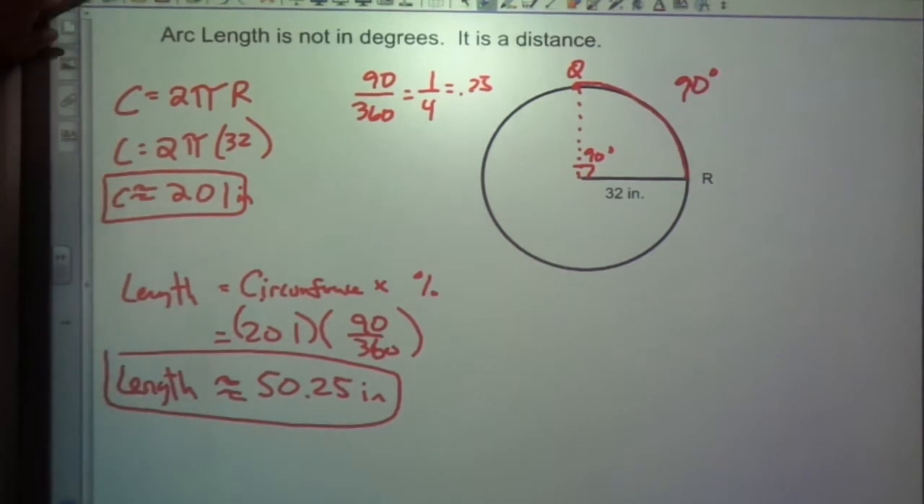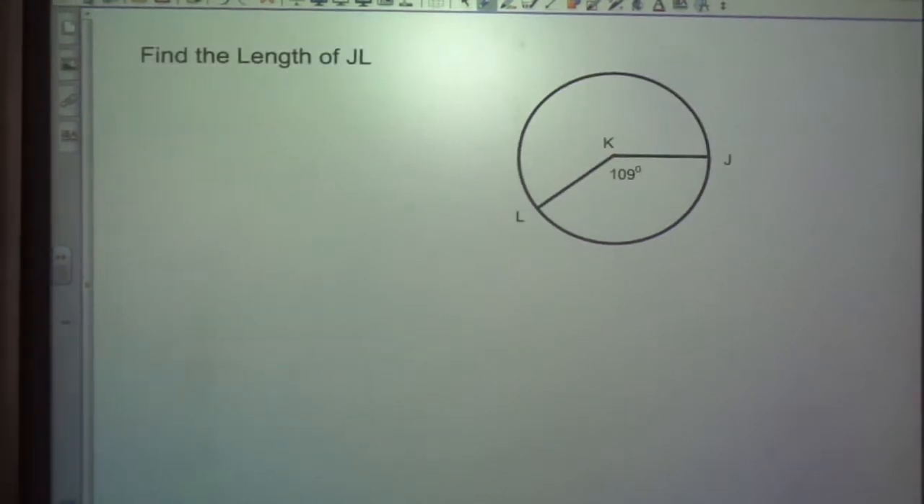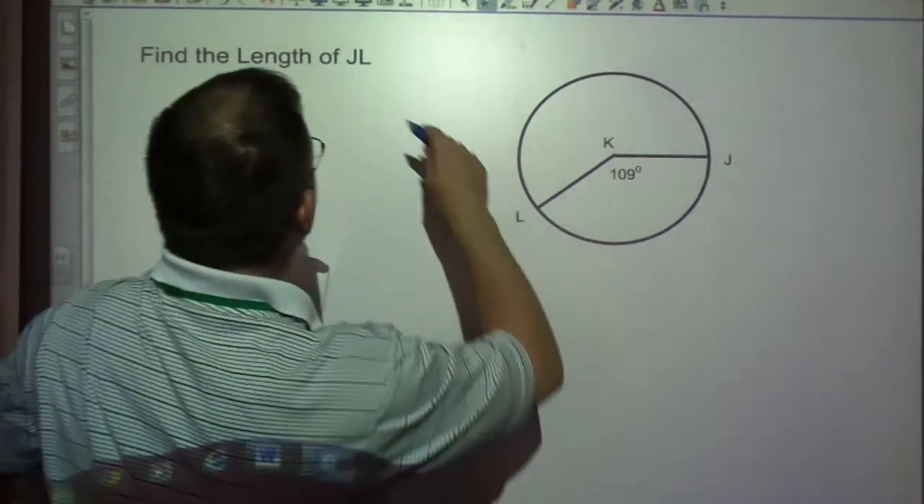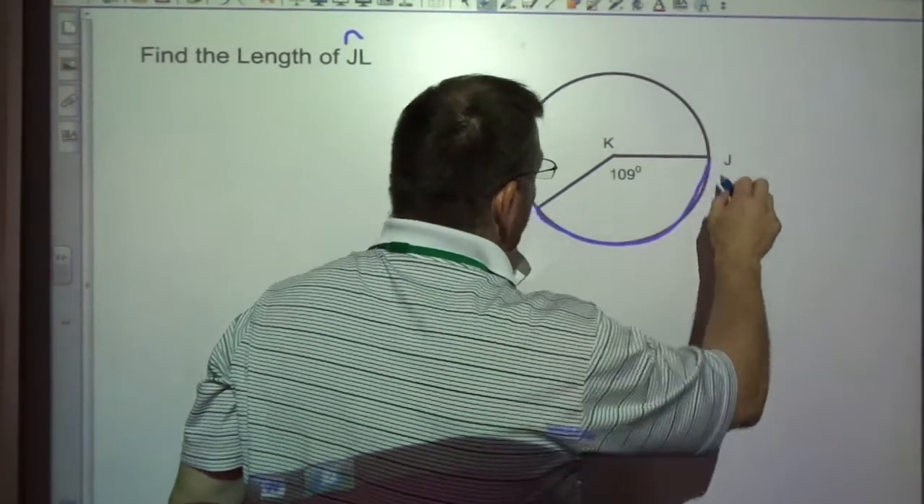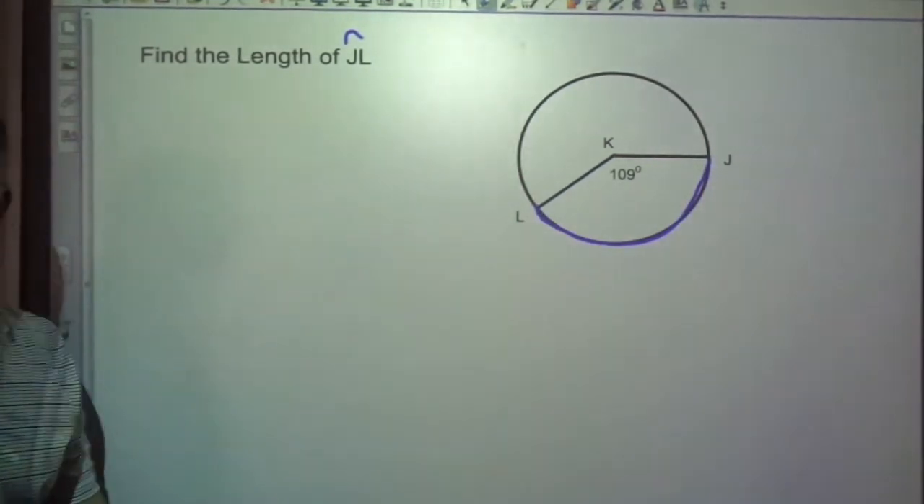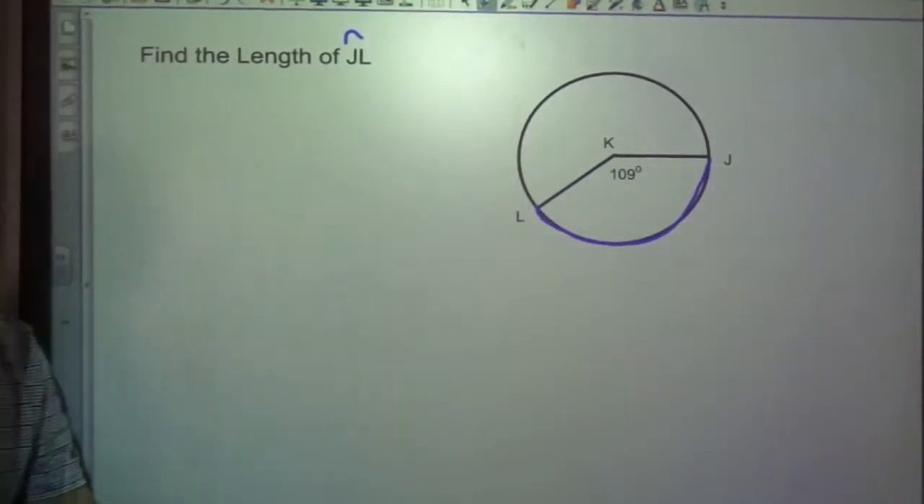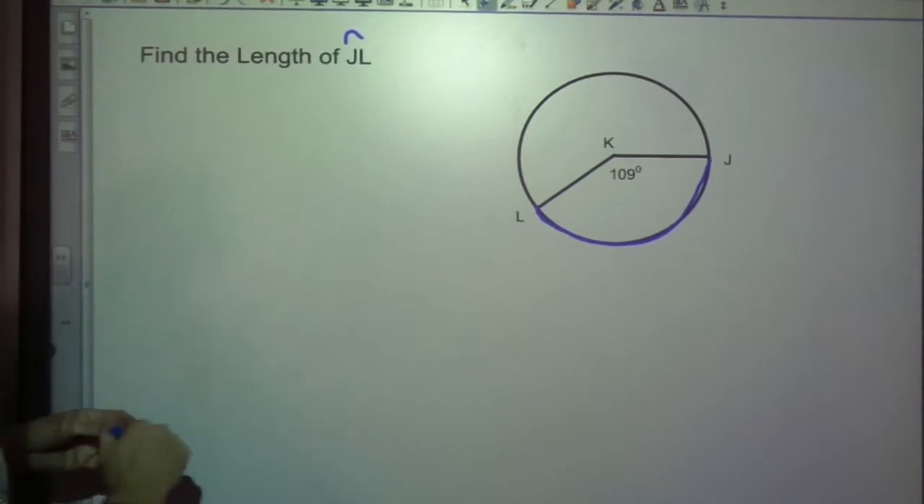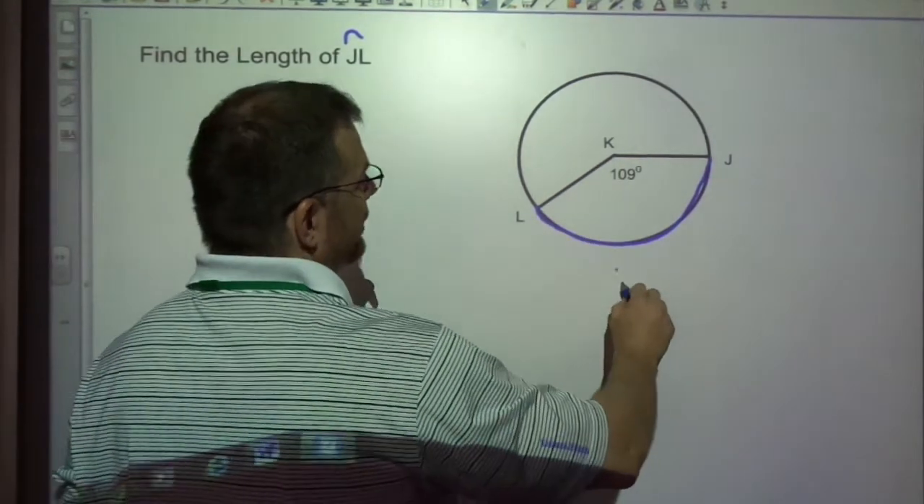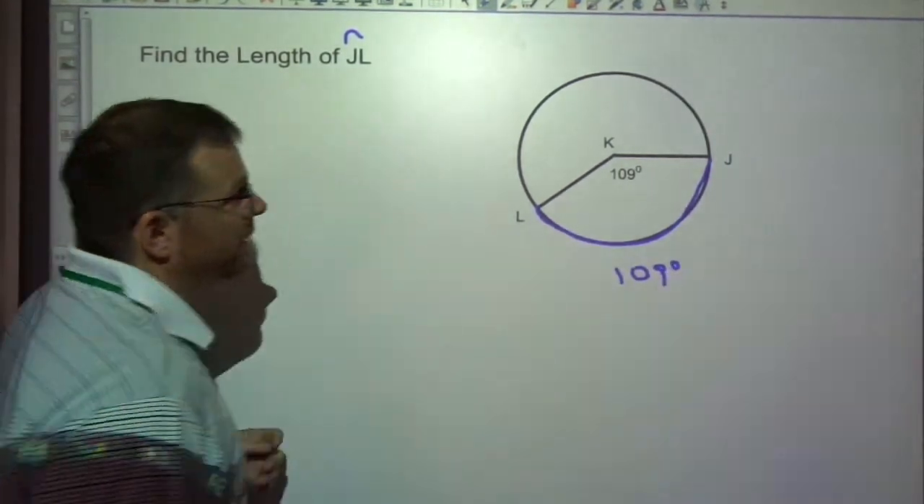Let's try an example. Find the length of JL. So we're looking right now for the minor arc, from J to L. Pause the video and see if you can do this and see if you can get it right. And then restart it for the answer. And go. Okay, so we know this is 109. That's the central angle, which means this is 109.